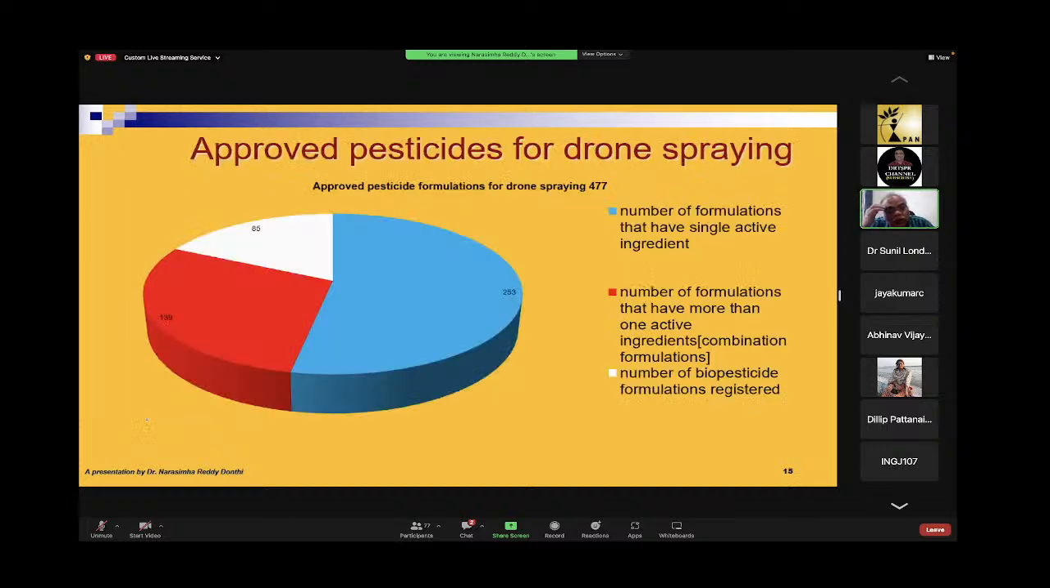So they approved pesticides, 477 pesticides have been approved for usage on drones. And this notification came in April. So our team tried to analyze this. We can see 253 formulations which have been approved. They have single active ingredient. And 139 formulations have more than one active ingredient. And of course, a few biopesticides have been identified.